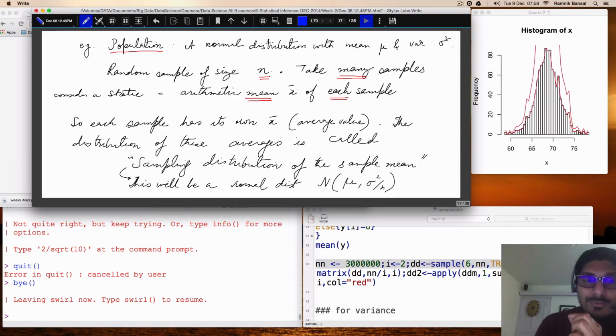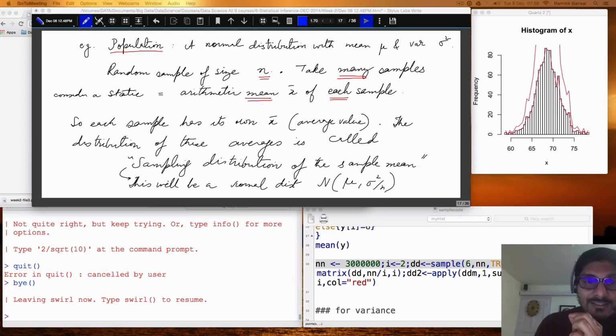So these 1,000 values are, for each of those samples, my average. Each sample has its own average value. The distribution of these averages is called the sampling distribution of the sample mean. Understand this. So if I was to plot those 1,000 values as a histogram, that would be the sampling distribution of the sample mean. Is this clear?